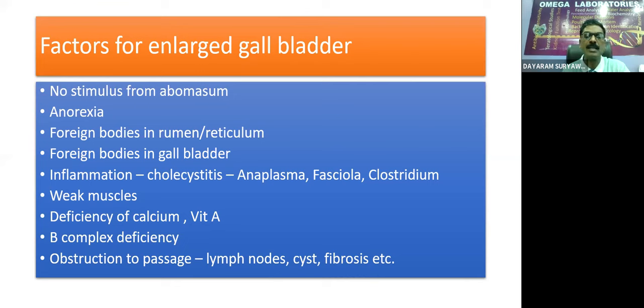Then B complex deficiency. Similarly, B complex is essential for the production of the bile and the normal integrity of the hepatocytes. So whenever there are disturbances in the concentrating of the bile which is formed, that may lead to an excessively watery consistency of the bile, and that may lead to the distension of the gallbladder. Then obstruction to the passage of the bile duct may lead to the retention of bile because of enlarged lymph nodes, presence of cyst or fibrosis. So all these conditions may lead to the enlarged gallbladder.